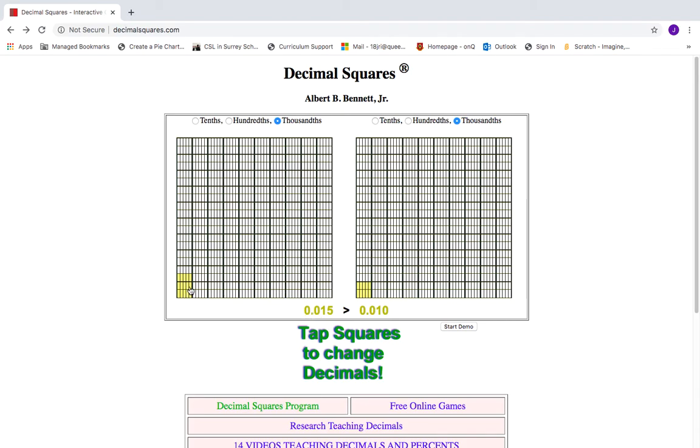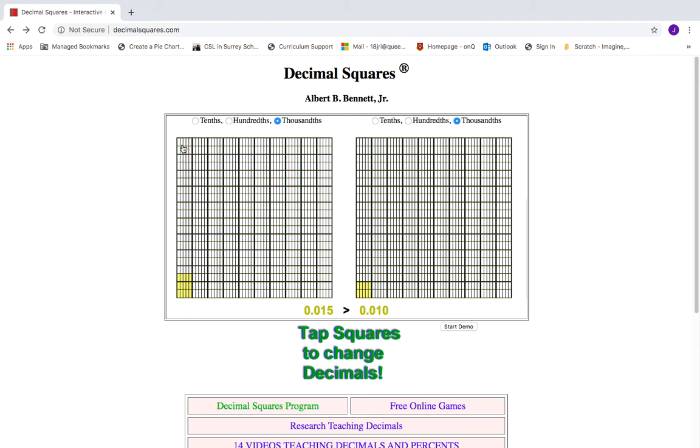And the little ones, remember, represent thousandths, right? So this whole square represents a hundredth. The little ones represent thousandths, and the whole row here would represent tenths. So our decimal is 0.250. So how do I want to express that?